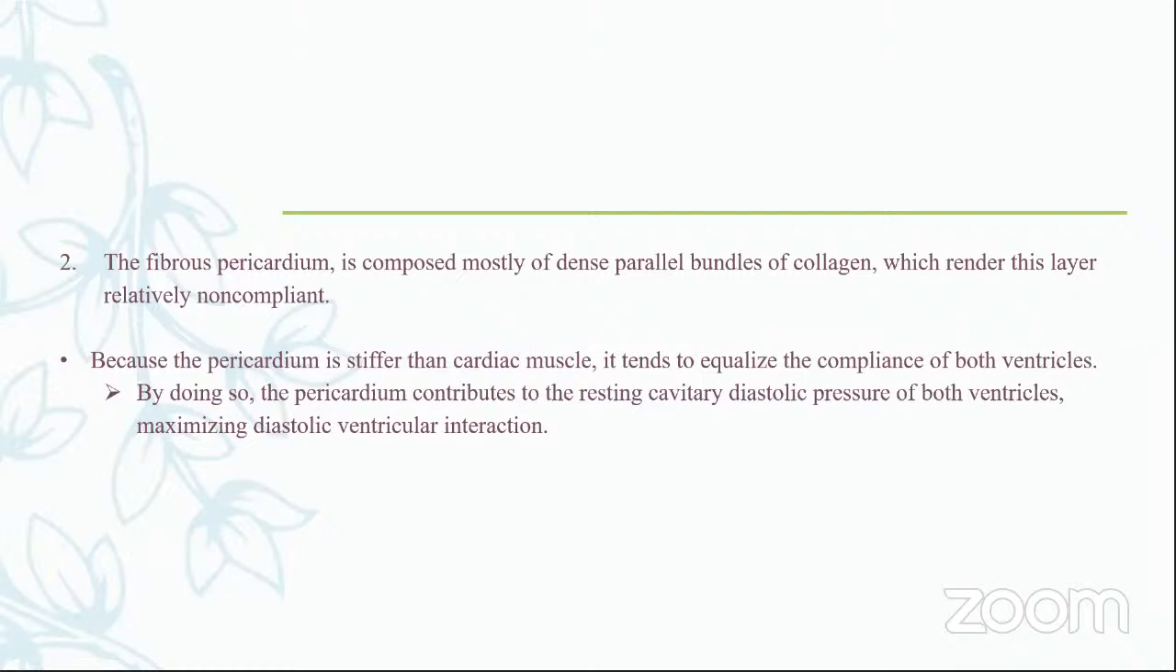The second layer, the fibrous pericardium, is composed mostly of dense parallel bundles of collagen, which renders this layer relatively non-compliant. And because the pericardium is stiffer than the cardiac muscle, it tends to equalize the compliance of both ventricles. So by doing this, the pericardium contributes to the resting diastolic pressure, or the filling pressure of both ventricles. So this will maximize the diastolic ventricular interaction. We will speak about it in the upcoming slides.